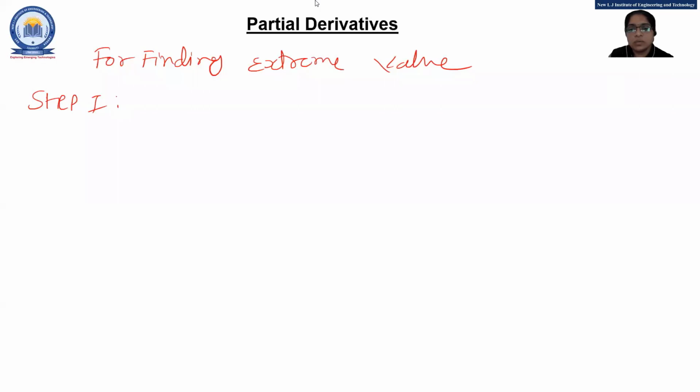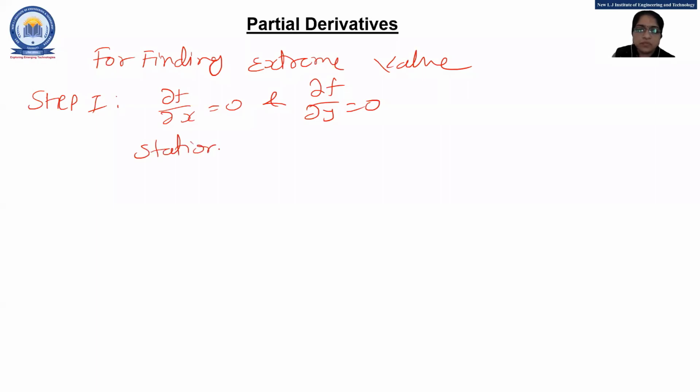Utsav Gandhi, roll number 80, now give me an answer. What is our step 1? First, we have to do df by dx equal to 0, and df by dy equal to 0. Very good. Then we have to find the value of y and the value of x. That is our stationary point. Perfect. From step 1, we found our stationary points.